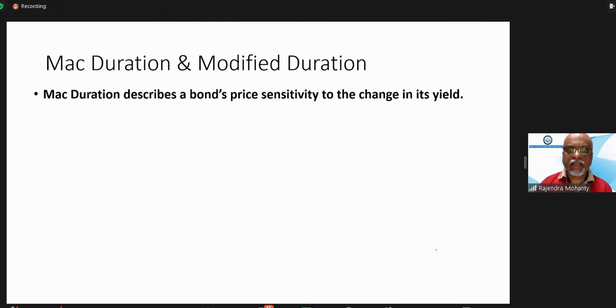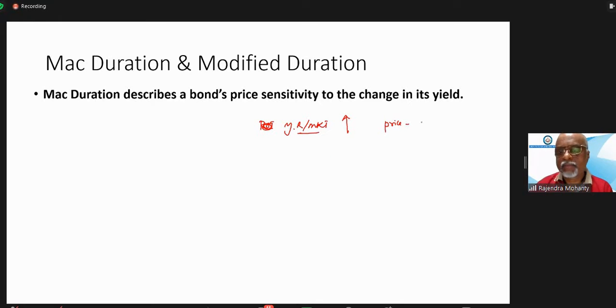Is it clear? Any doubt on this? The movement of the rate of interest will change the price. The rate of interest here is the yield rate or market rate. So remember, when the market rate goes up, what happens to the price of the bond?